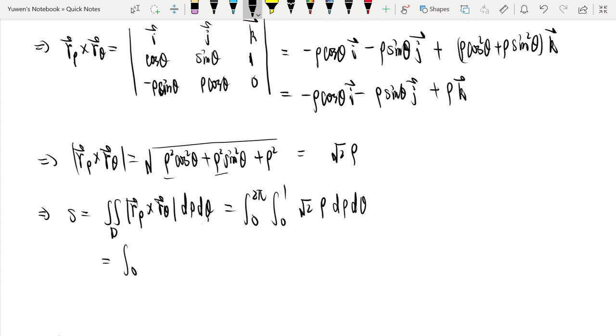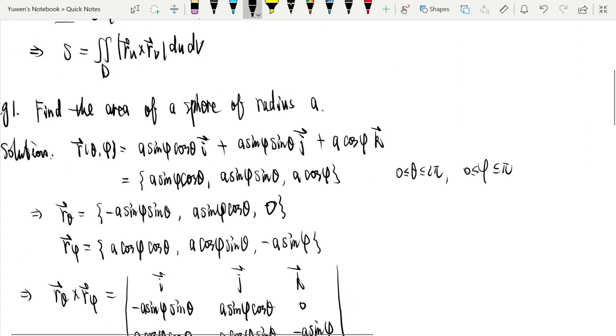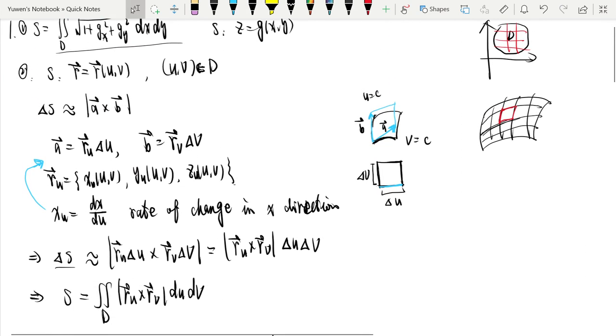Integration, take square root 2 outside. And that's 1/2 rho squared from 0 to 1, then d theta. So that is square root 2 over 2 times theta from 0 to 2 pi. That is square root 2 pi. That's the method to find the area of parametric surfaces. For a graph, we can use the first formula, and for parametric surfaces, we have to use the second formula.